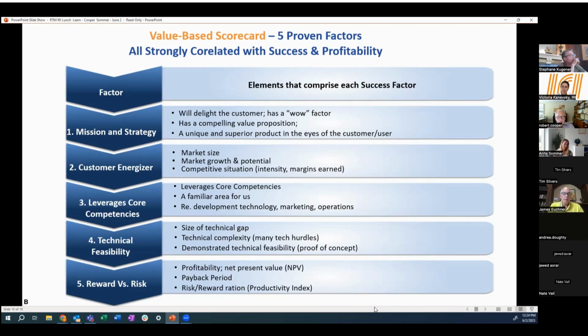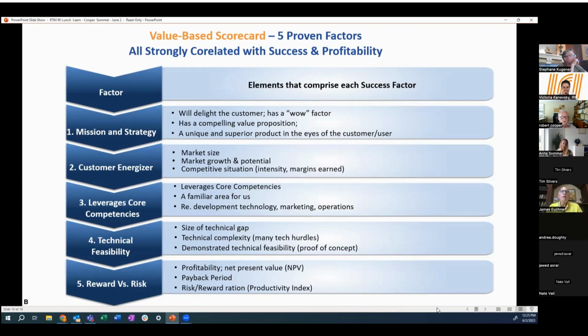The second key factor is the customer energizer. Does this new product excite the customer? By the way, there's a typo here. I'm going to fix these slides. This text got out of place on the right-hand side. I'm going to send you a new set of slides here, Sabrina. My error, sorry. Customer energizer.